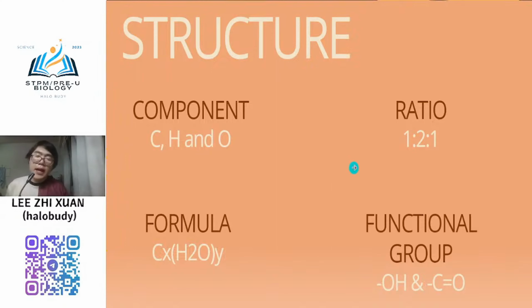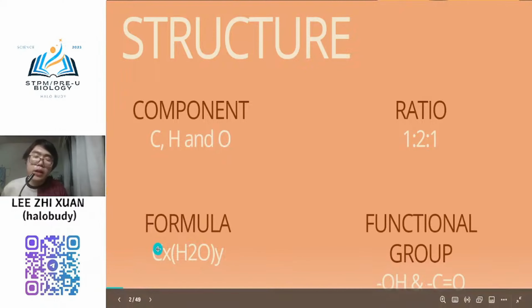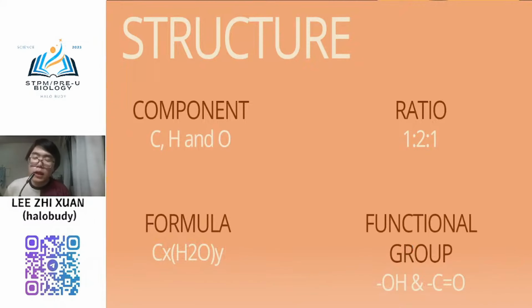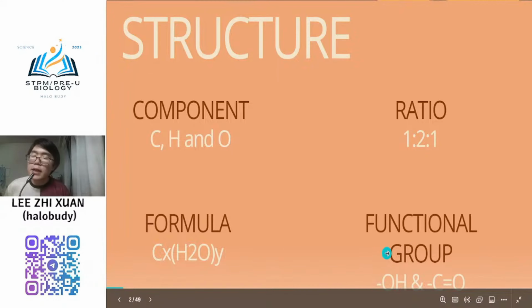Okay, and the ratio of these atoms is 1:1:1, meaning if there is 1 carbon, automatically they will have 2 hydrogen and 1 oxygen. This ratio, and the formula of carbohydrate is (CH2O)n. And the carbohydrate contains two functional groups, either the hydroxyl group or the carbonyl group.